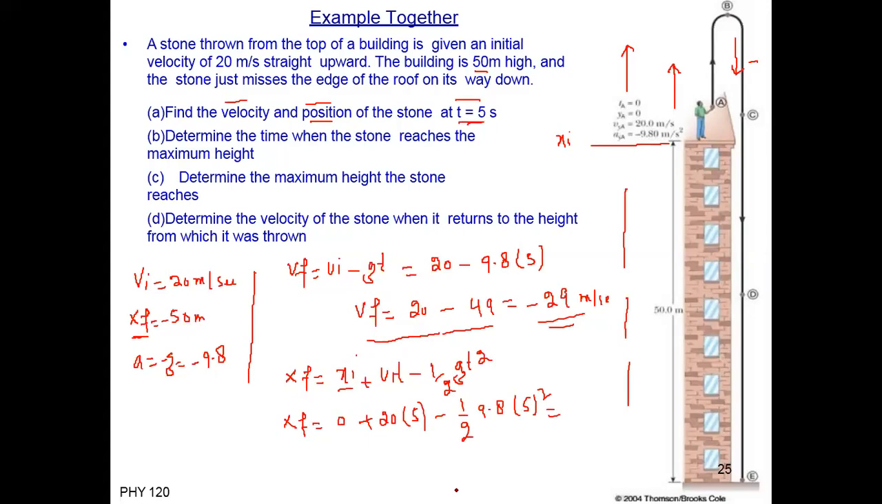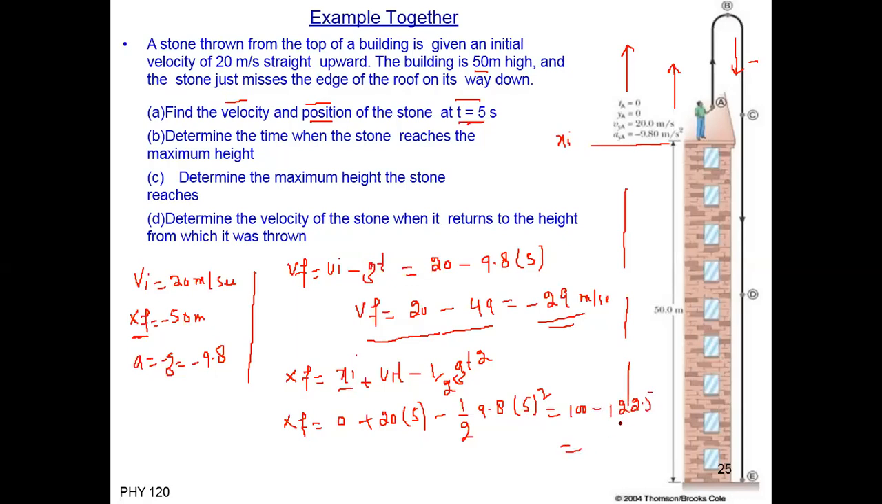So you can simplify this. 20 multiplied by 5 is 100. Then we have 5 squared, which is 25, multiplied by 9.8 divided by 2, equal to 122.5.